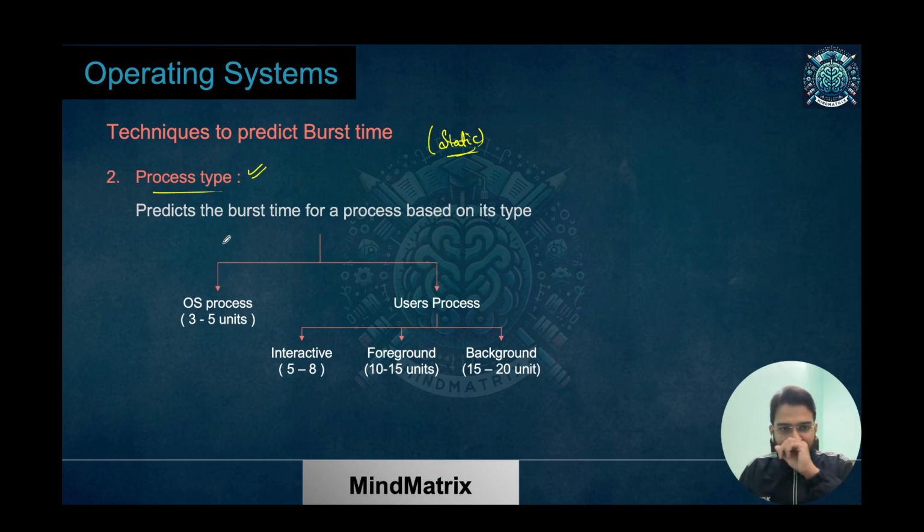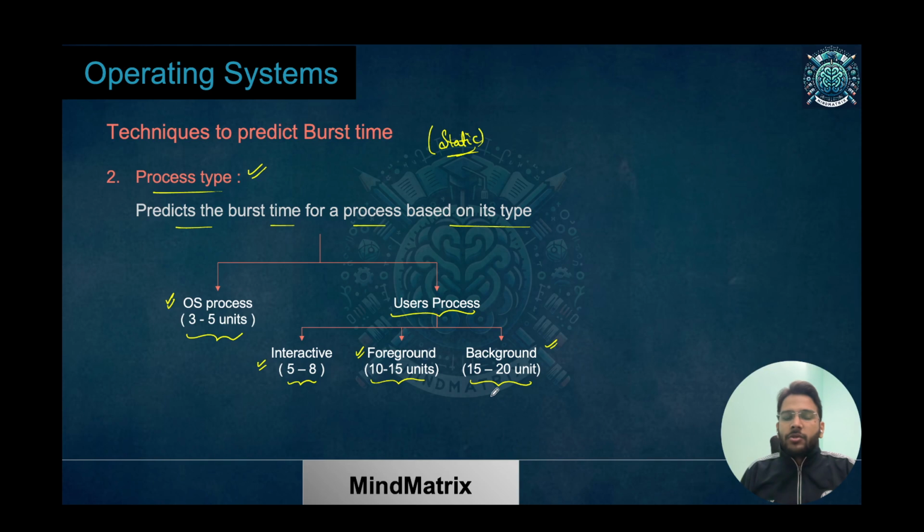Clear? So in case of process type, it predicts the burst time for a process based on its type. Let's say if it is an OS process, an operating system services process, then we are going to assign, let's say, 3 to 5 units of time. If it is a user-based process, if it is interactive, then 5 to 8 units. If it is a foreground process, 10 to 15 units. If it is a background process, 15 to 20 units. So like this, we are going to predict the burst time in a static way.